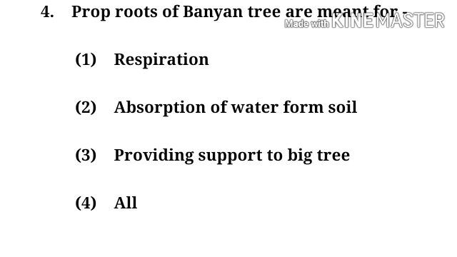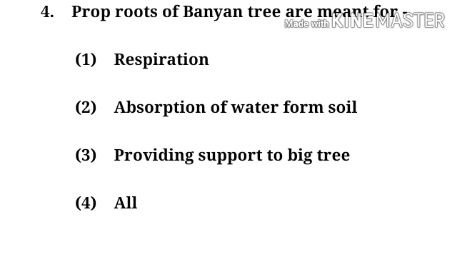Question number 4: the prop roots of banyan trees are meant for. Actually, what is a prop root? Prop roots are developed from the horizontal branches of the big trees and grow downward towards the soil for support, and also for penetration and absorption of water. Here, these prop roots are developed from the banyan trees.